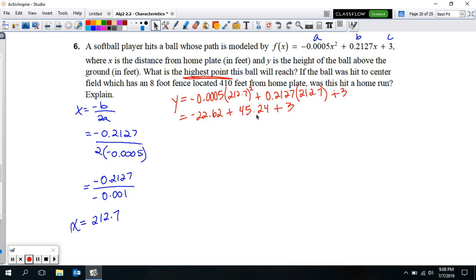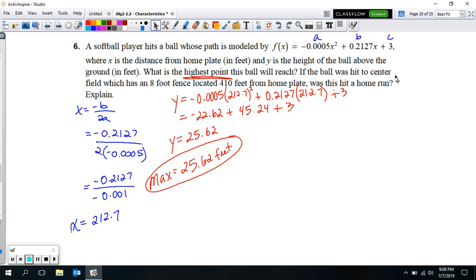So now when I add these up, I'm actually going to add these two positive ones and then take the negative one away from that. So it makes it a positive number, positive 25.62. So that would be the maximum value. That's answering our question of the highest point. So the maximum value is 25.62 feet.